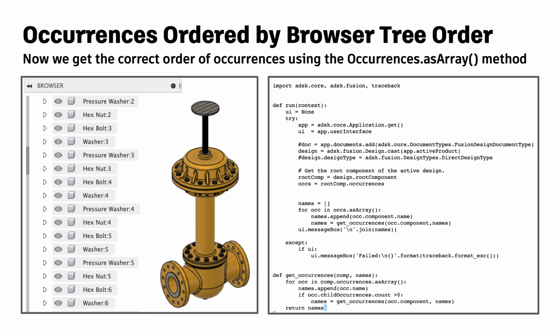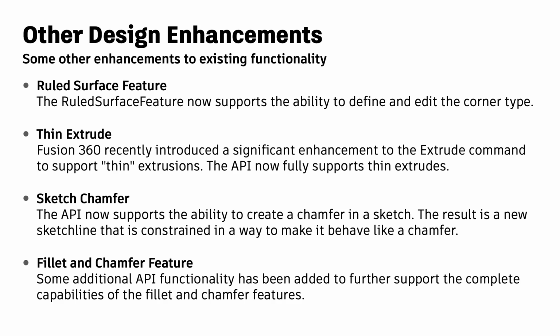So there you go. Here are just a few other little ones, where new functionality was added to existing commands. Ruled surface has corner type. Extrude added the ability to do what's essentially a thin extrude, so you give a thickness to the profile, and the API supports that now. Sketch chamfer now has support in the API, and in fillet and chamfer there were some new options added, and those are now also in the API. So again, just rounding out some of the API support for existing features.